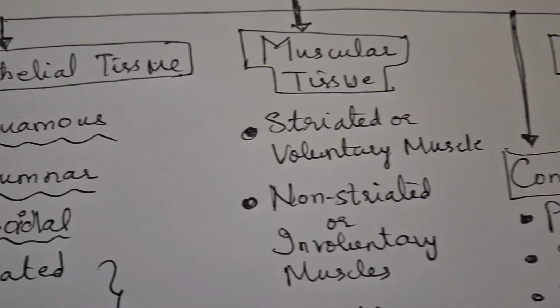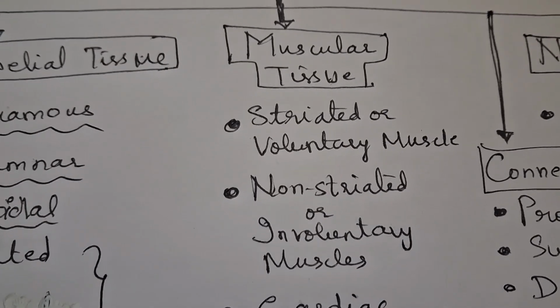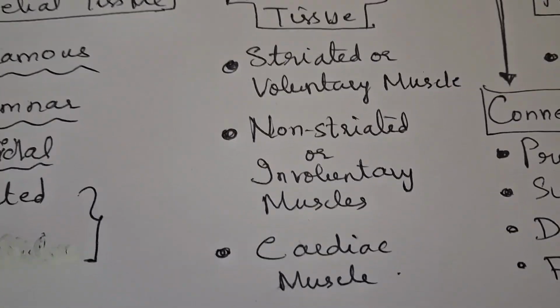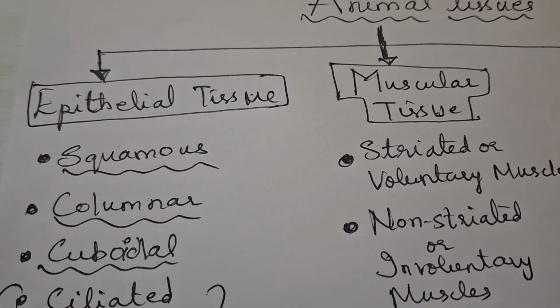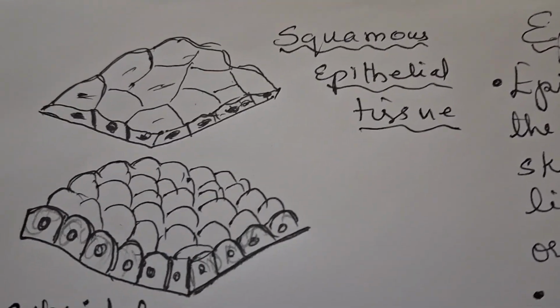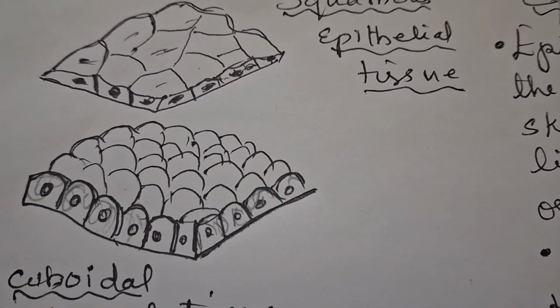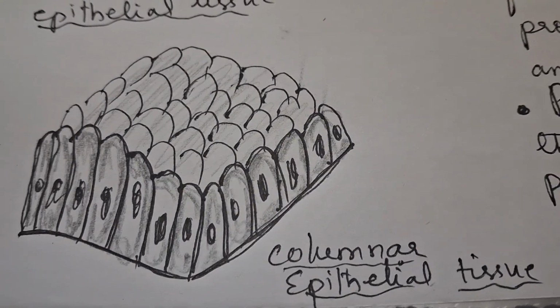In the case of muscular tissue, we have striated or voluntary muscles, non-striated or involuntary muscles, and cardiac muscles. We'll be seeing about epithelial tissue: squamous, columnar and cuboidal. This is the structure of squamous epithelium. This is cuboidal, and this is columnar epithelial tissue.